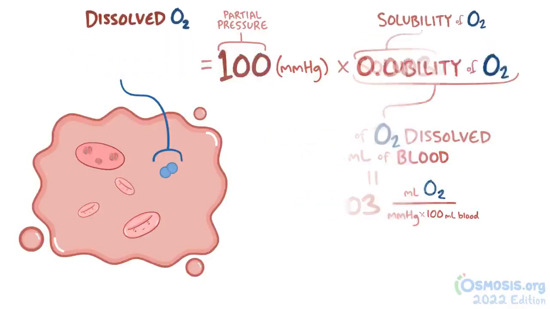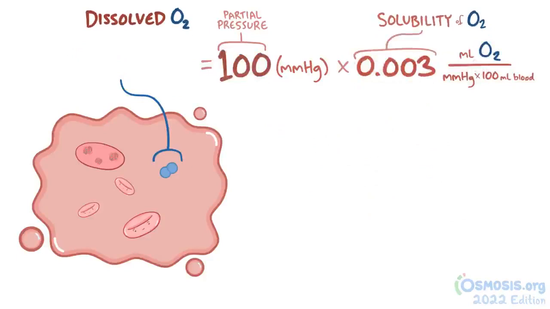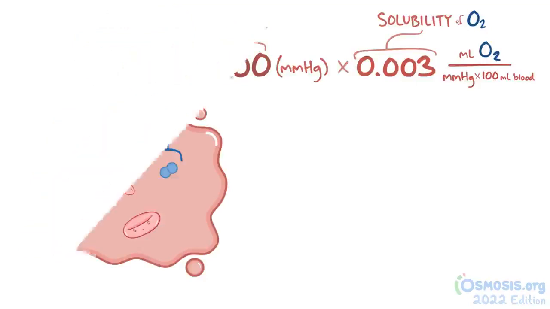So the equation becomes dissolved oxygen equals partial pressure of oxygen in millimeters of mercury times 0.003. If we plug in a physiologic arterial pressure of oxygen of 100 millimeters of mercury, we get 0.3 milliliters of oxygen in 100 milliliters of blood. Now, that's not enough oxygen to meet the metabolic demands of the body. So that's where hemoglobin comes in.